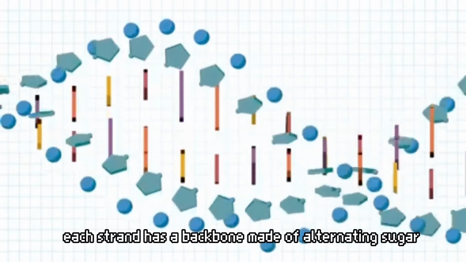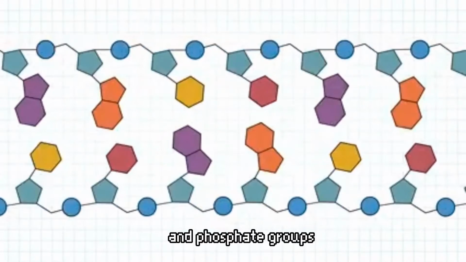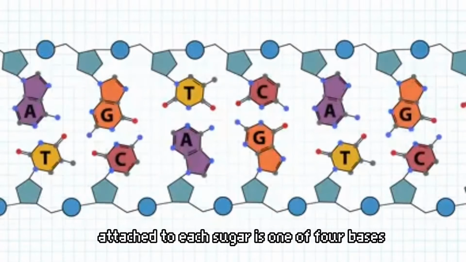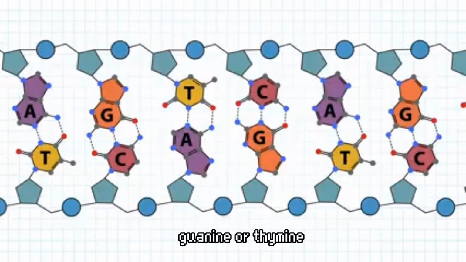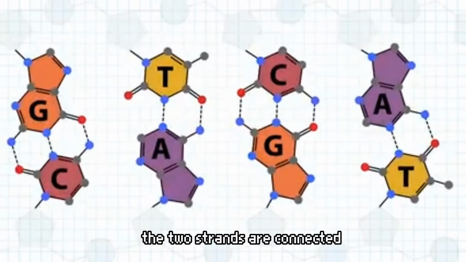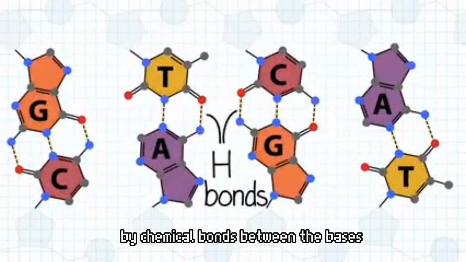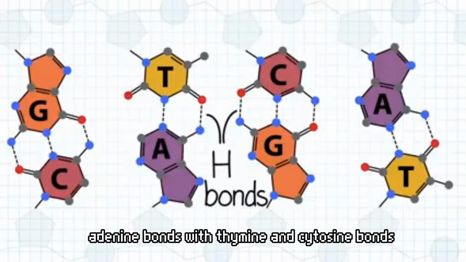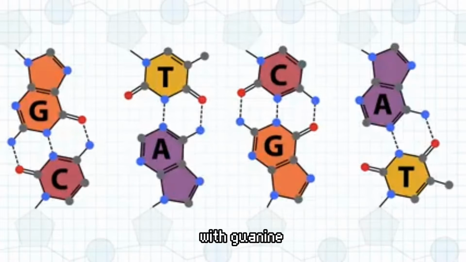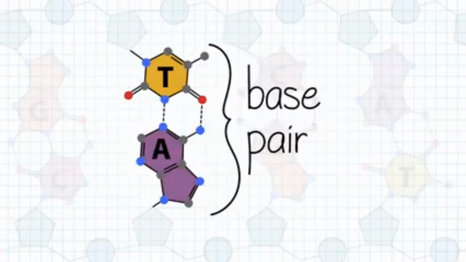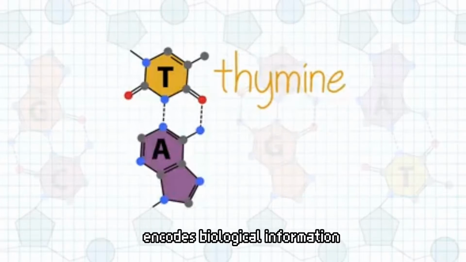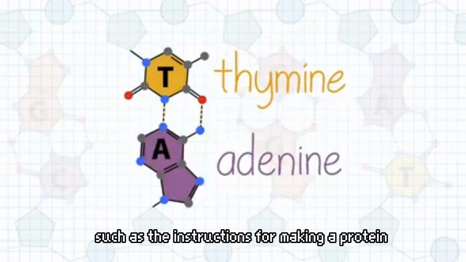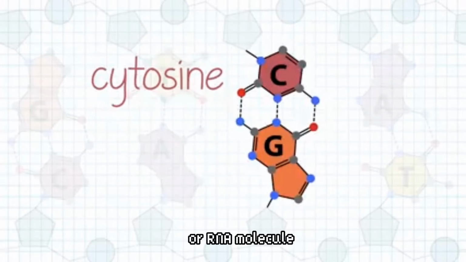Each strand has a backbone made of alternating sugar and phosphate groups. Attached to each sugar is one of four bases: adenine, cytosine, guanine, or thymine. The two strands are connected by chemical bonds between the bases. Adenine bonds with thymine and cytosine bonds with guanine. The sequence of the bases along DNA's backbone encodes biological information, such as the instructions for making a protein or RNA molecule.